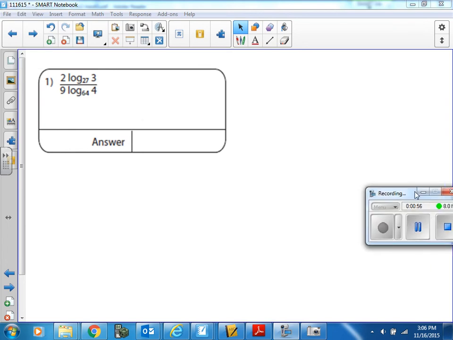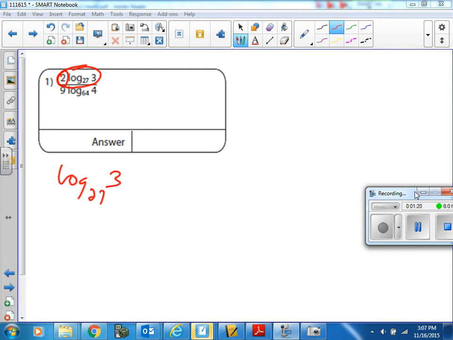All right, let's deal with number 1. If you were in class, you realize that we can evaluate a log, and logs always produce exponents. So if we look at the top here, we have 2 log base 27 of 3. Think about the fact that it's 2 times log base 27 of 3. So we can look at this log base 27 of 3 all by itself. What this is saying is 27 to the what value gives us 3. That's all that this means. So we can rewrite and say, okay, 27 to the x equals 3.